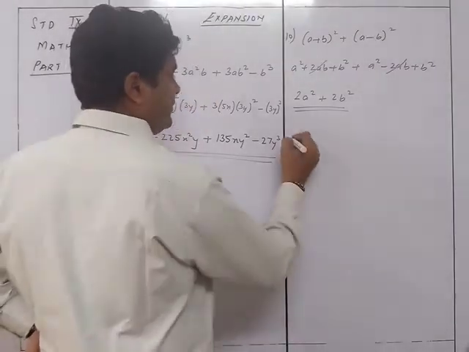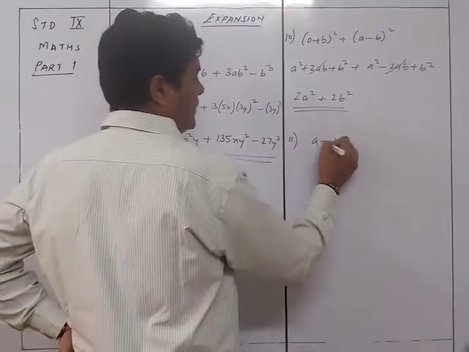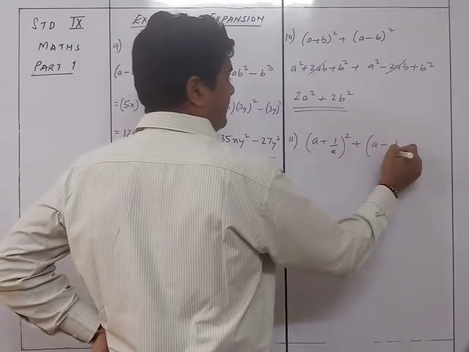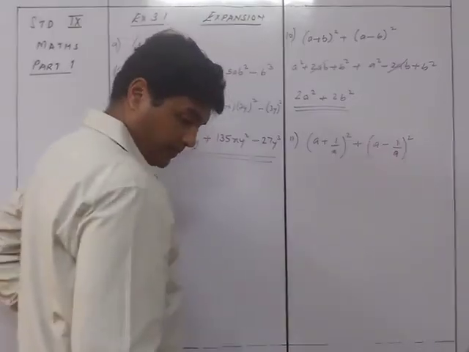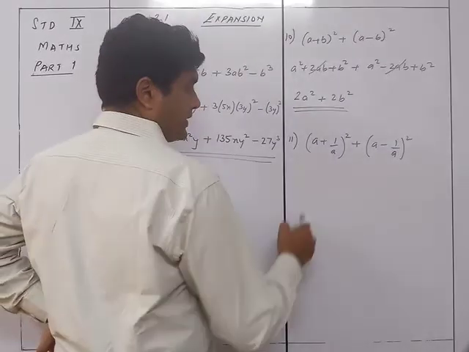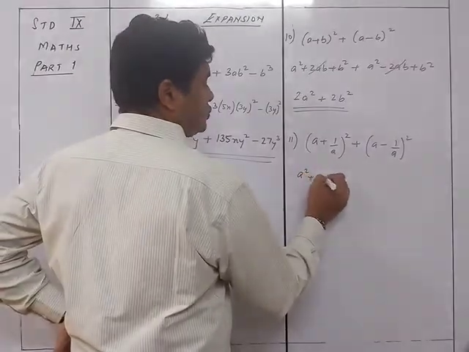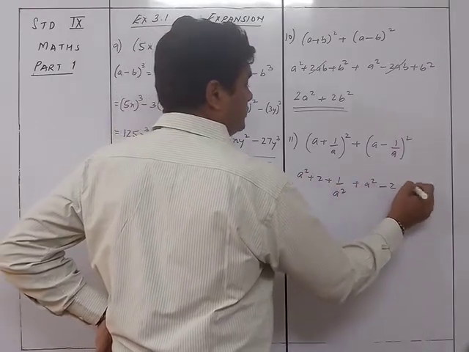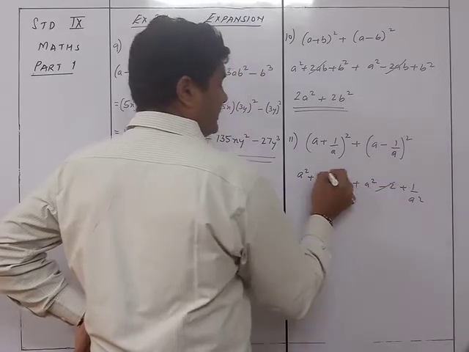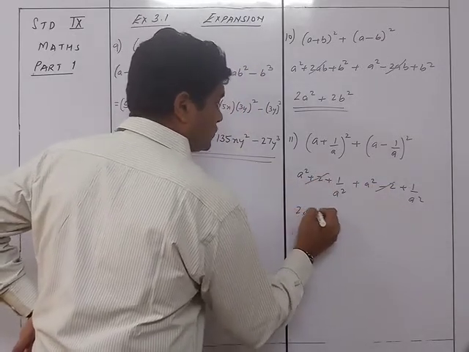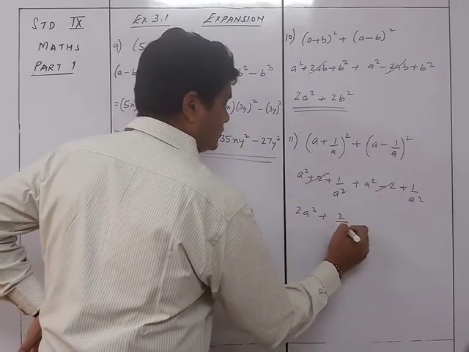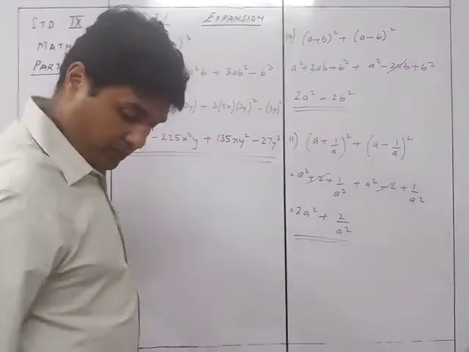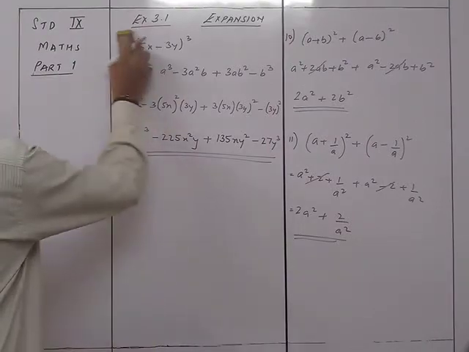Similarly, sum number 11 we have over here (a plus 1 upon a) the whole square plus (a minus 1 upon a) the whole square. So again it will be a square plus 2 plus 1 upon a square plus a square minus 2 plus 1 upon a square. Plus and minus 2 gets cancelled, so it will be 2a square plus 2 upon a square. So that's the answer for sum number 11. We move on to sum number 12.